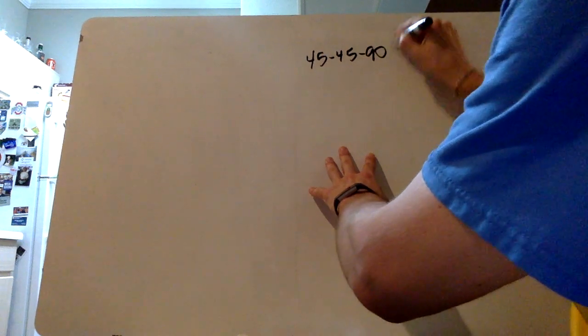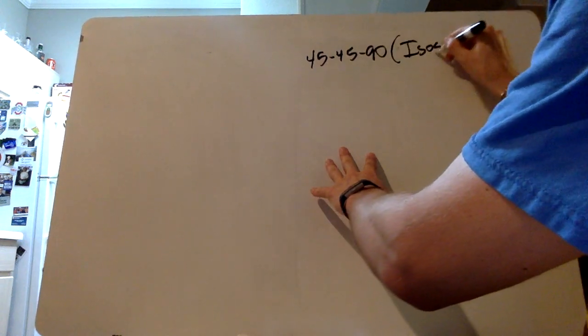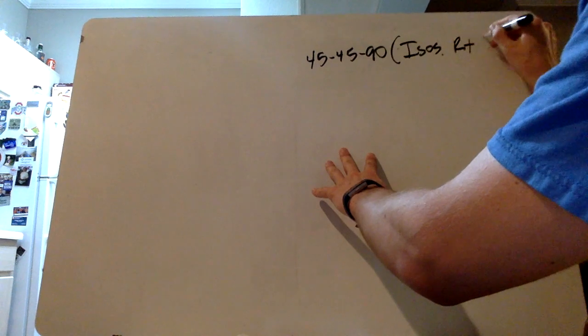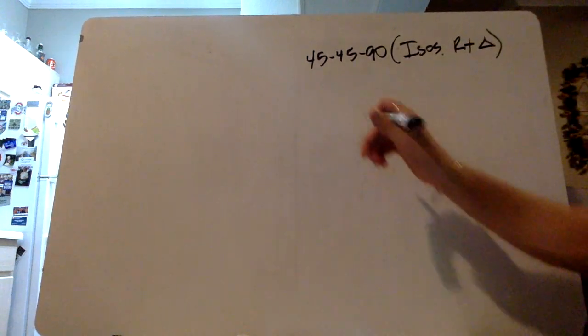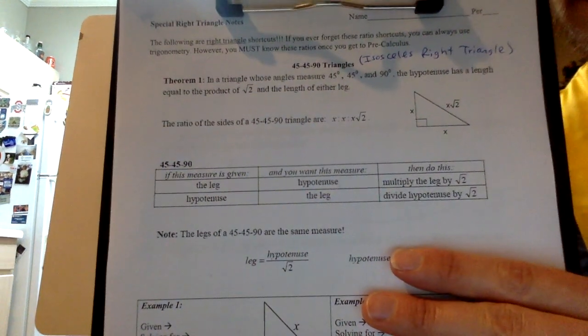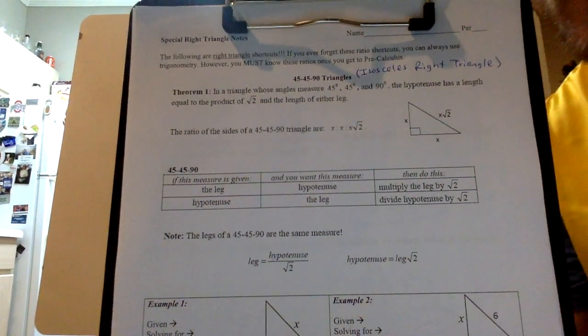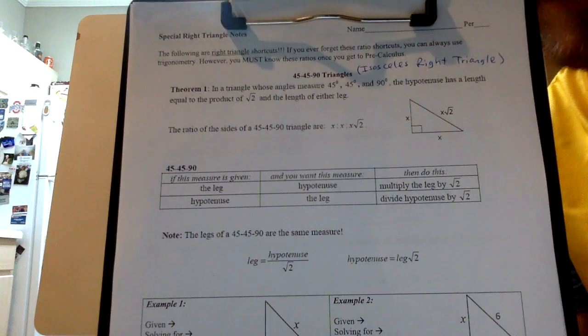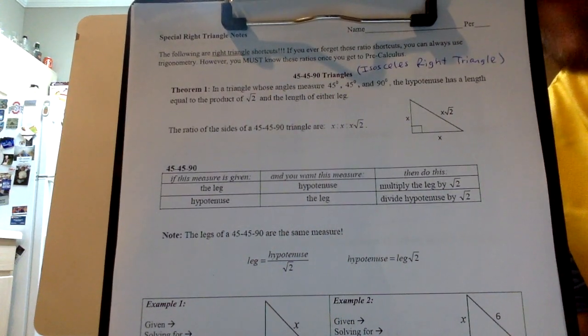45, 45, 90, and isosceles right triangles. Those mean the exact same thing. That's all I said there, right? And I did write that down. So theorem number 1, in a triangle whose angles measure 45, 45, 90.